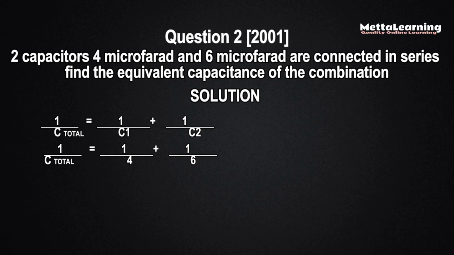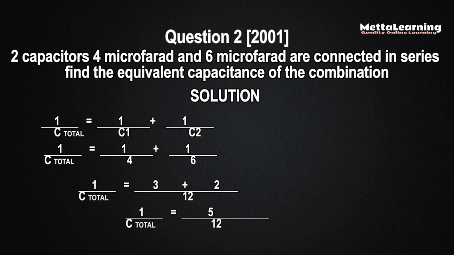Making 12 the lowest common multiple of this fraction, we have 3 plus 2 divided by 12. So we have 5 over 12. So that's not the answer. We have 1 over the equivalent capacitance equals 5 over 12. When we cross multiply, the equivalent capacitance is equal to 12 over 5 microfarad. And when you further divide this, you'll have 2.4 microfarad as your final answer, or the equivalent of the capacitors.